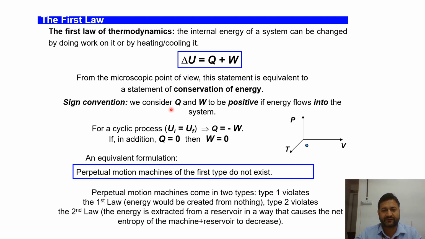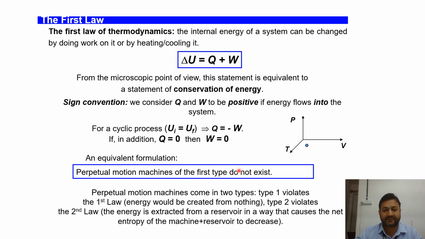Same statement, taking delta U on the left hand side, it will be Q plus W. Clear? And their signs we have already discussed in the last lecture. Q and W can be positive or negative depending on the conditions. A perpetual motion machine of the first law does not exist. It is also known as PMM1, and when we study the second law, it will be PMM2.